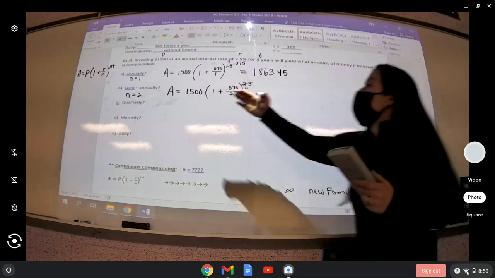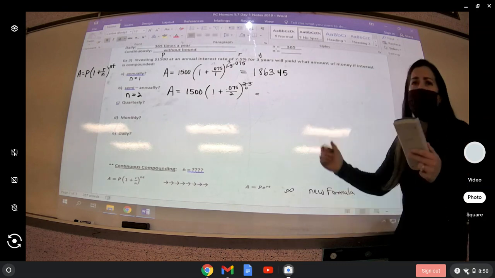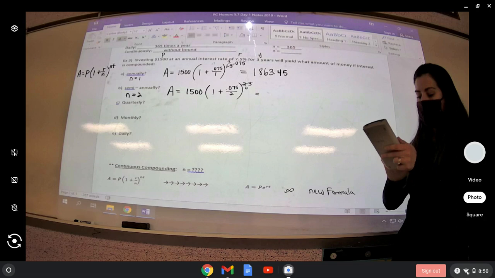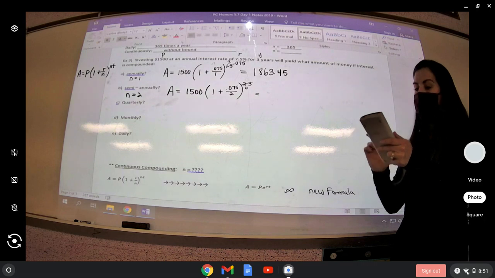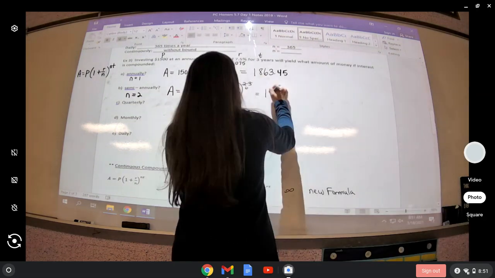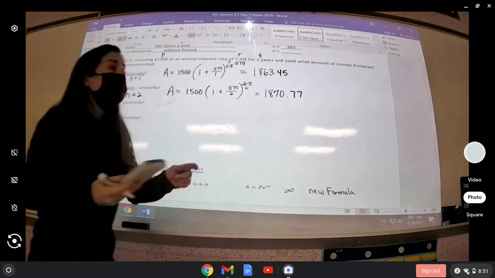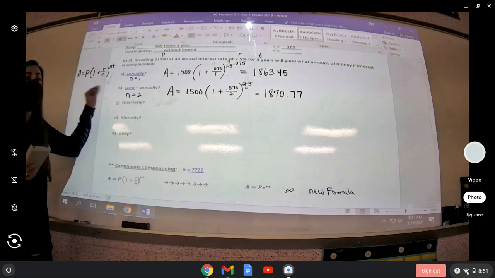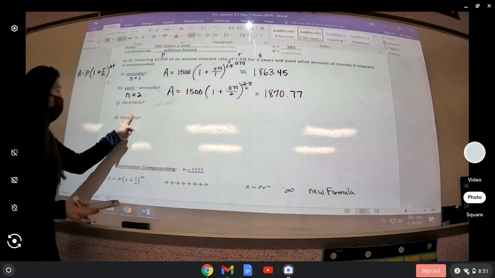And you should see, the more compounding your money gets, a little bit more you get each time, because it's better for your money the more they're willing to compound it. And now we have what? 1870.77. So again, you earned a little bit more money when they were willing to compound your interest semi-annually compared to annually. All right, let's do the next three.